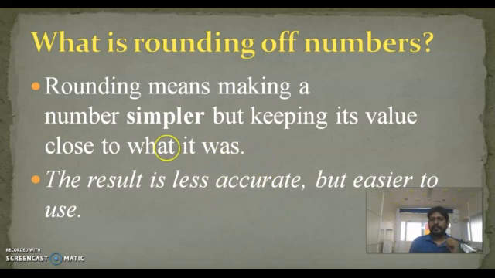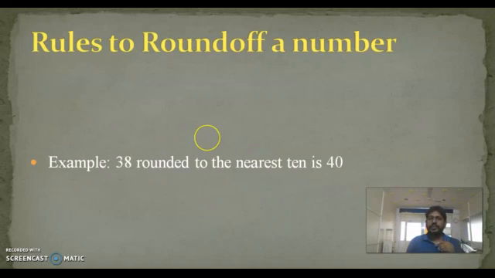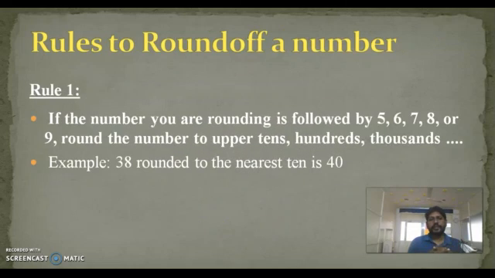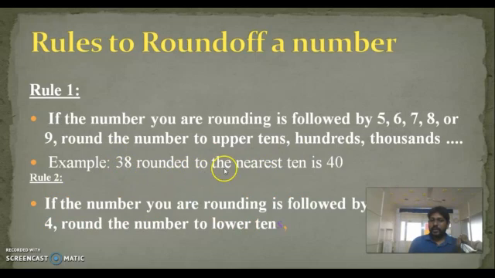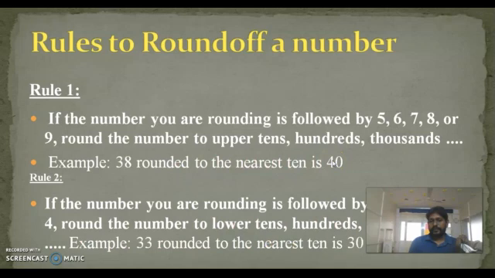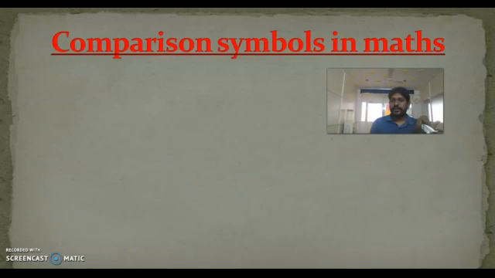Let us see another example of rounding of numbers. Now, rules of rounding of a number. Rule 1: if the digit after the place you are rounding is 5, 6, 7, 8, meaning more than or equal to 5, round the number to the upper tens, hundreds or thousands. See the example: 38 rounded to the nearest 10 is 40.